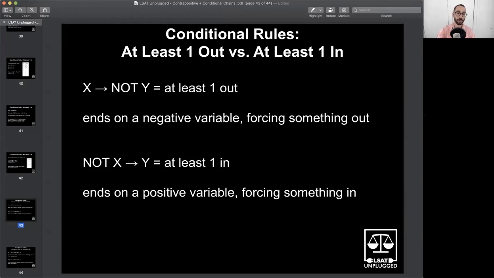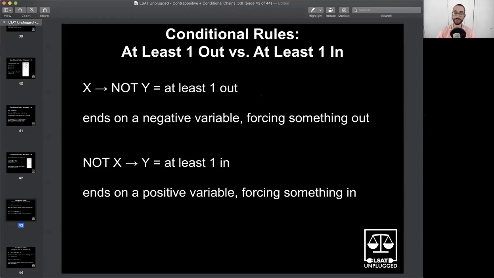rule. The first one, X arrow, not Y, at least one out, is like the cookies and donuts. If you have cookies, you can't have donuts. You have donuts, you can't have cookies. Both desserts, they're bad for you, shouldn't have too many. So at least one is being lost, at least one is not getting eaten.